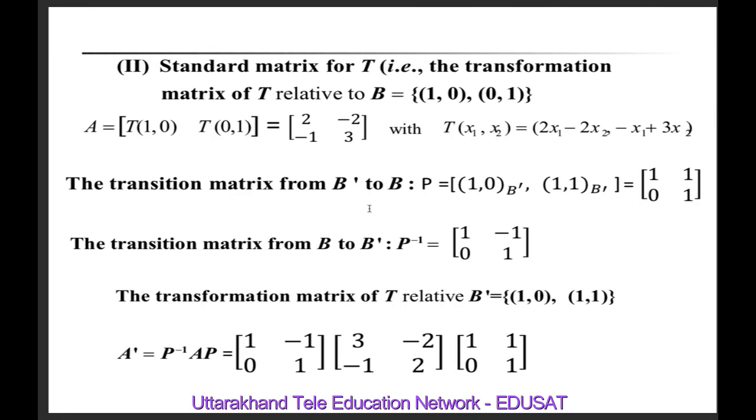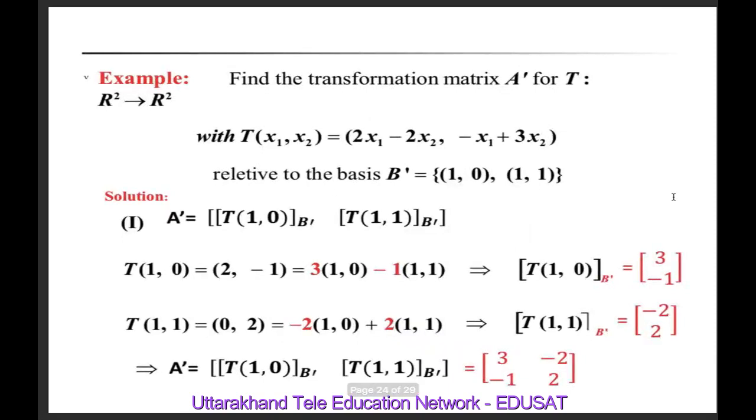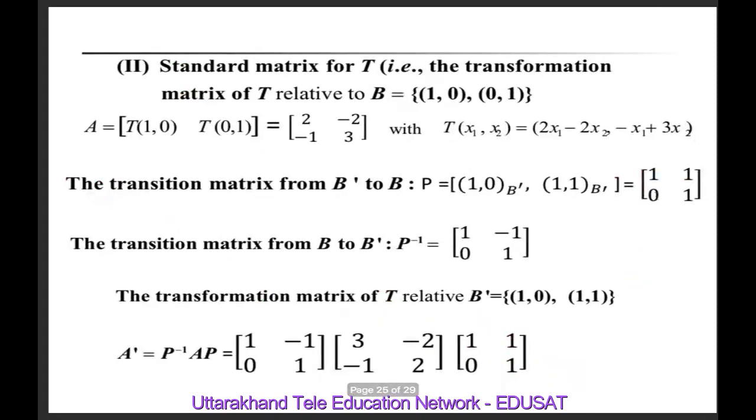The transition matrix of B dash to B is P, which is nothing but [1, 1; 0, 1]. And the transition matrix of B to B dash is P inverse. It is easy to calculate the inverse: [1, -1; 0, 1]. So the transition matrix of T relative to B dash is needed next.